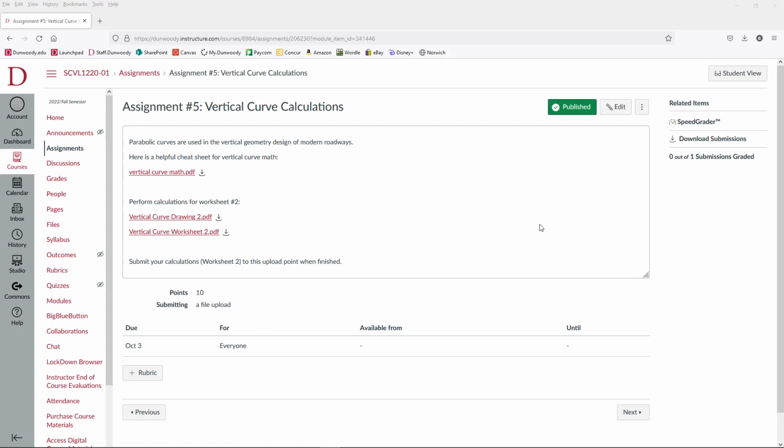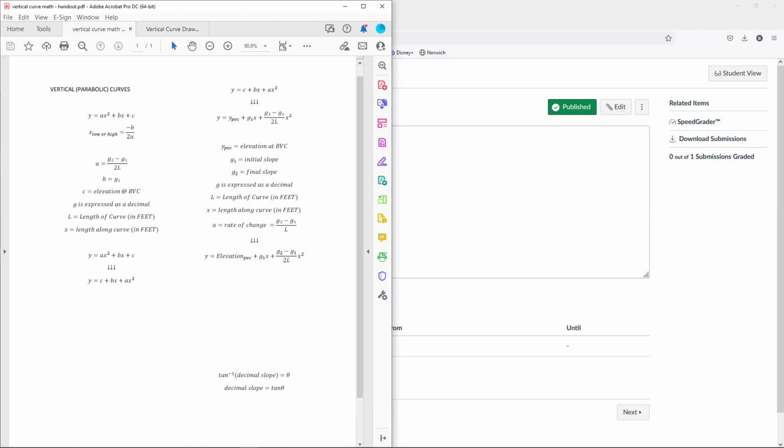Okay, so assignment number 5 is dealing with vertical curve calculations, and here's the Canvas page with that assignment. There are 3 PDFs on that Canvas page. The first PDF is sort of a cheat sheet for that vertical curve math, and that looks something like this. So here's that cheat sheet.